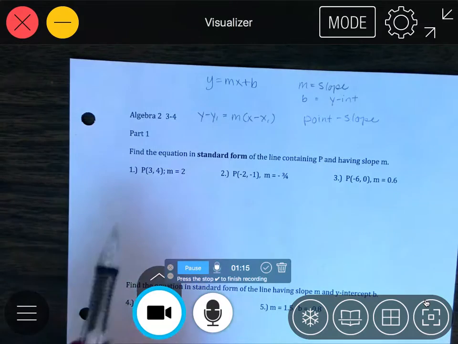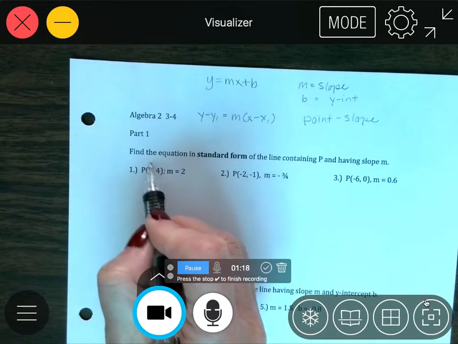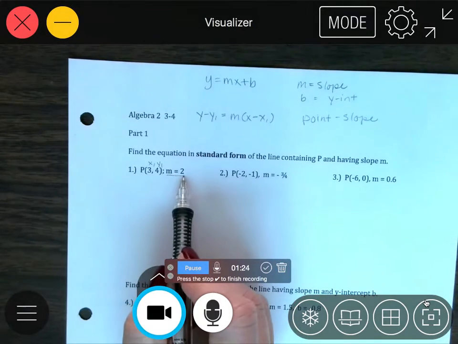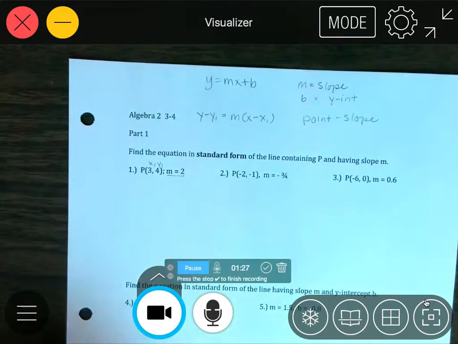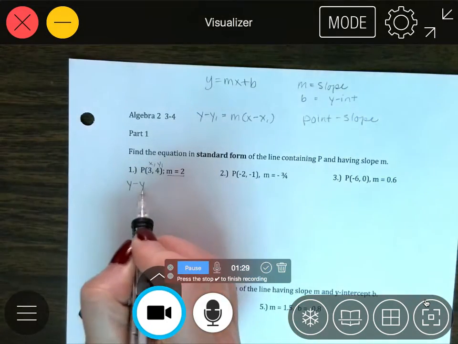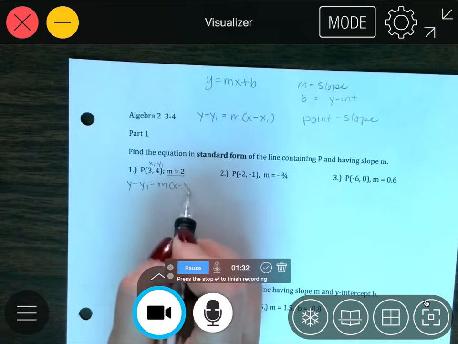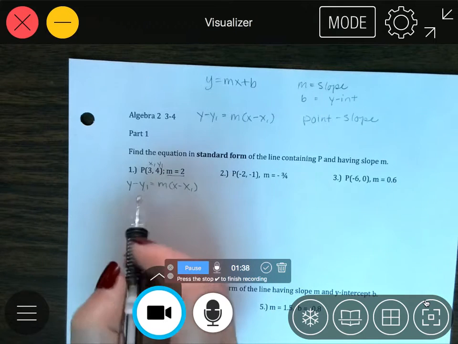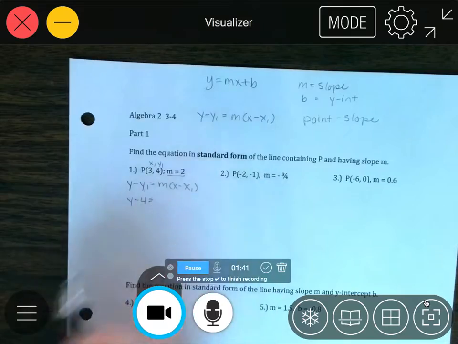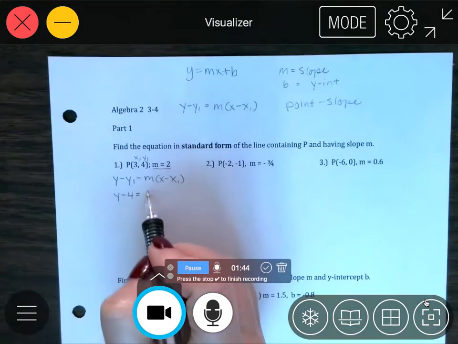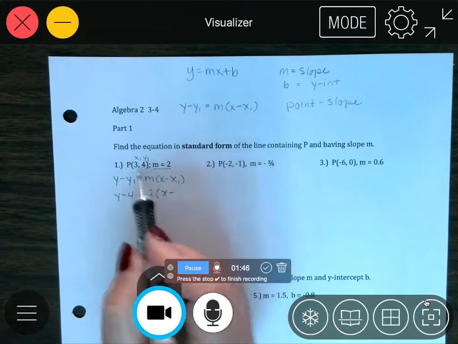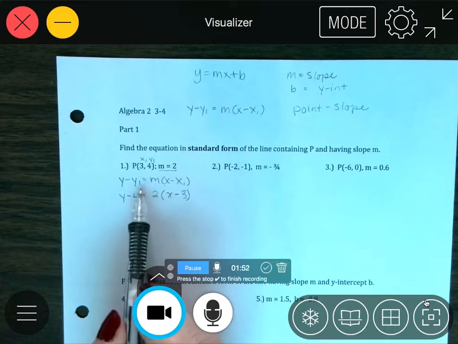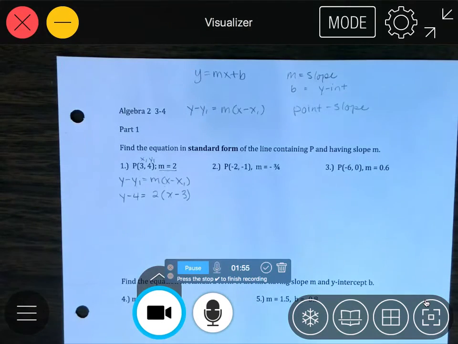So on problem number 1, if they give us the point 3, 4, so that's my x1, y1. And then if they give you your slope, m is equal to 2, and they ask you to find your equation, then we're going to use that point slope equation and just basically plug into it. So y sub 1 would go in as a 4. Your m would be 2. Your x sub 1 would be 3. And so your y and your x that don't have the subscript just stay y and x.